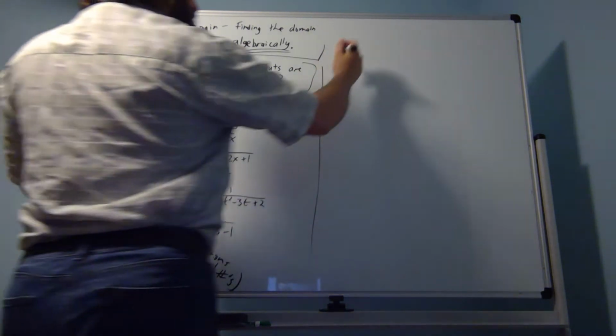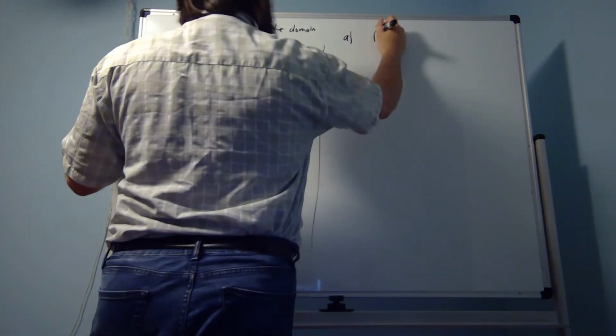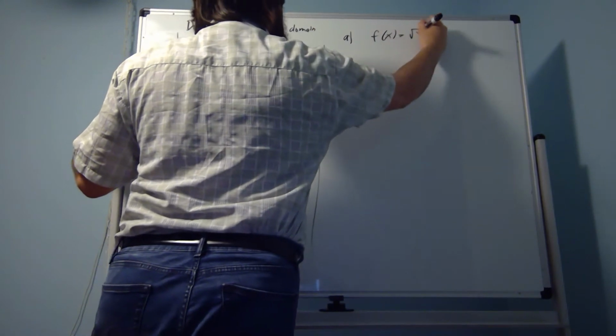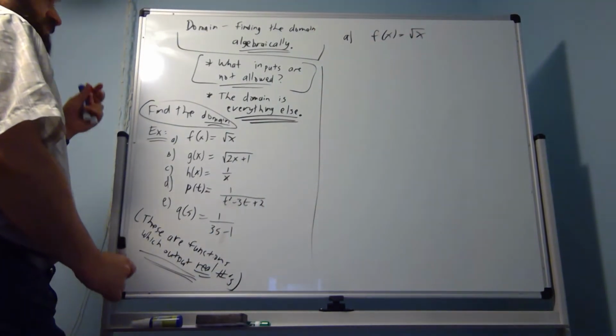So for problem A, f of x is equal to the square root of x. That's the statement of the problem. We want to find the domain.